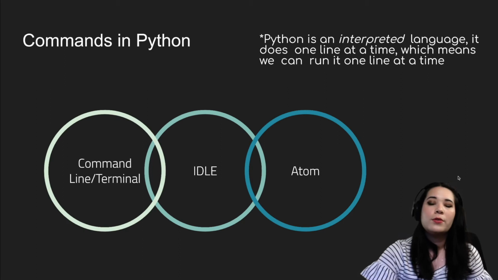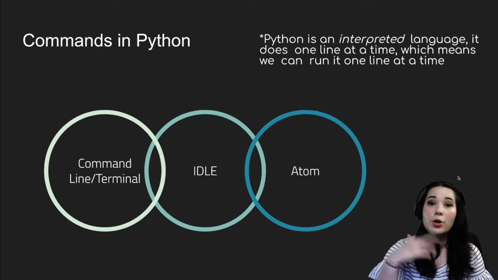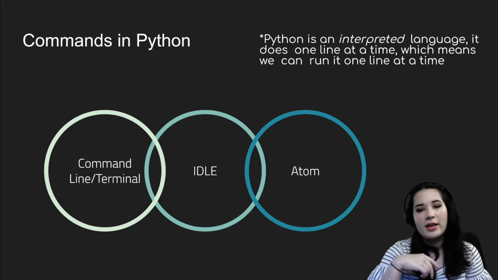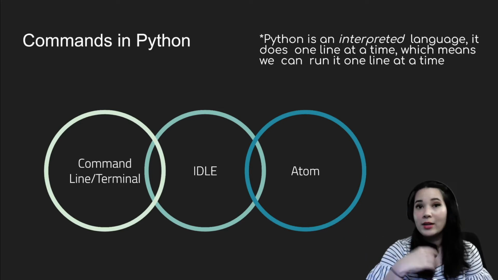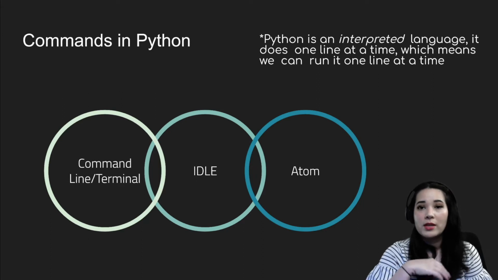Just as a review from last time, we talked about different ways that you can run code. For instance, you could open up a terminal or a command prompt and type one line of Python in at a time. You can also use different IDEs like IDLE, which probably came with your installation of Python, or Atom, which is what we're using in this class.